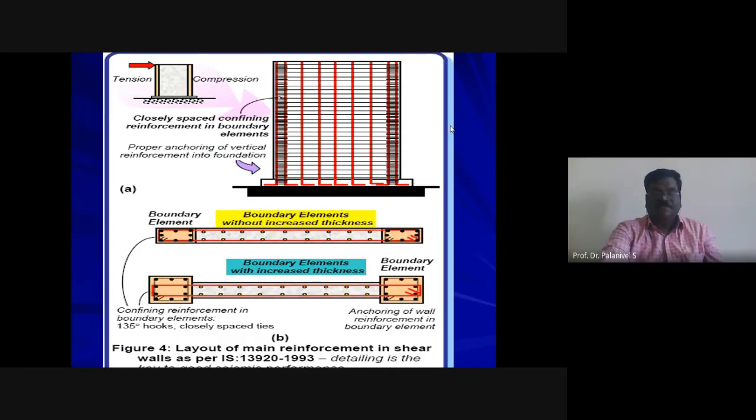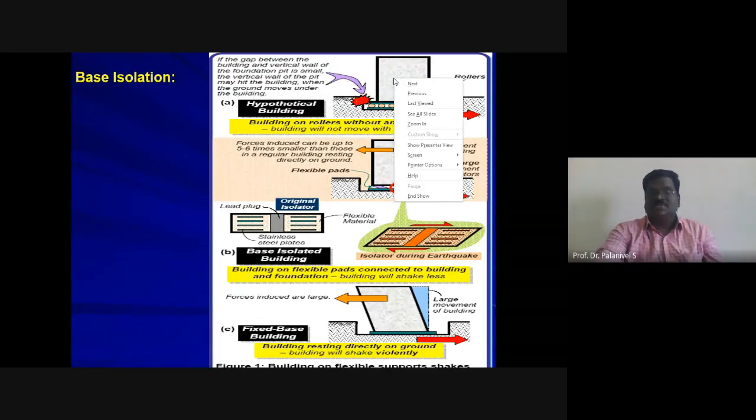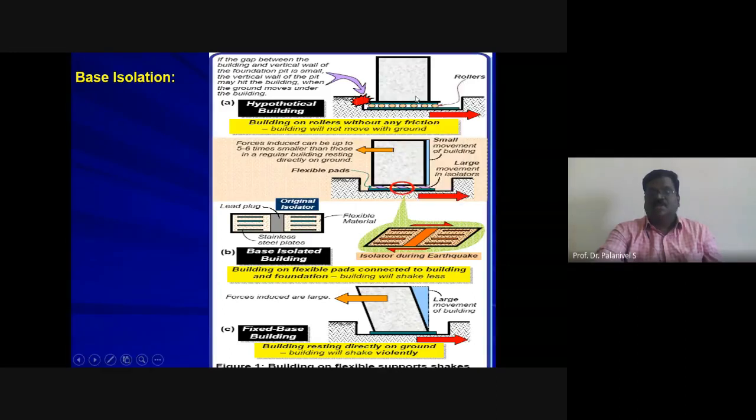So here, I will just skip this. This is sliding bearings, base isolation. Base isolation: rollers, and then rubber bearing. Here, rollers. And then this rubber bearing, the elastomeric rubber, lead core elastomeric rubber bearing here. This and all, you can have a look.